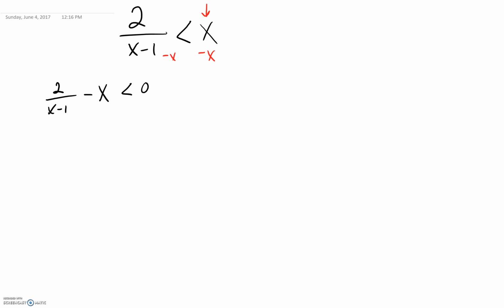All right, now I'm going to actually use what you learned in adding or subtracting rational expressions to combine these. So that means I need to have the same denominator. Well, this one has x minus 1. This doesn't have anything, so we'll multiply it by x minus 1 over x minus 1. And that will give me 2 over x minus 1 minus x squared minus x over top of x minus 1.